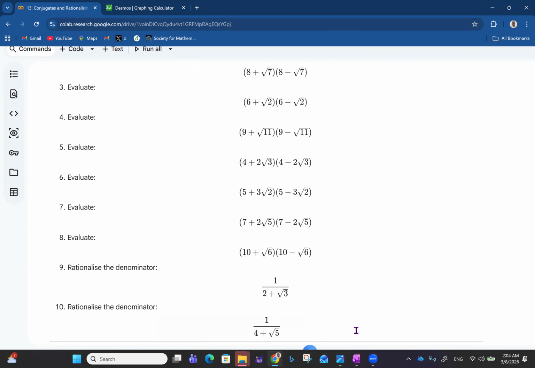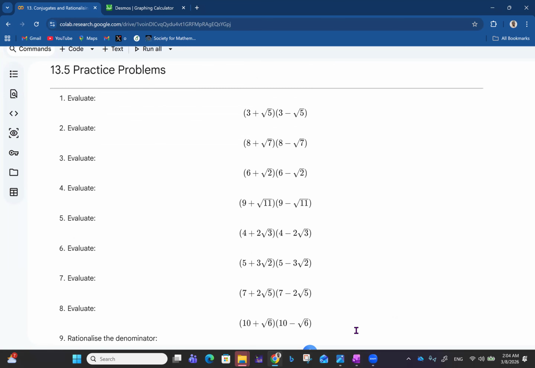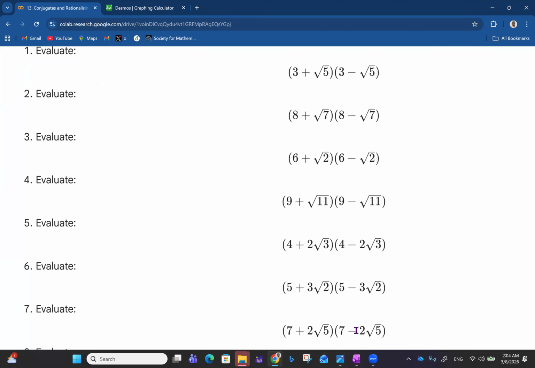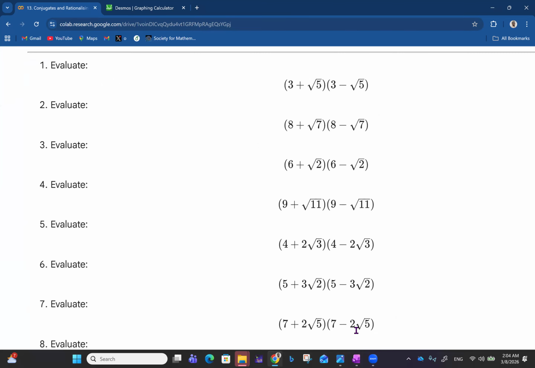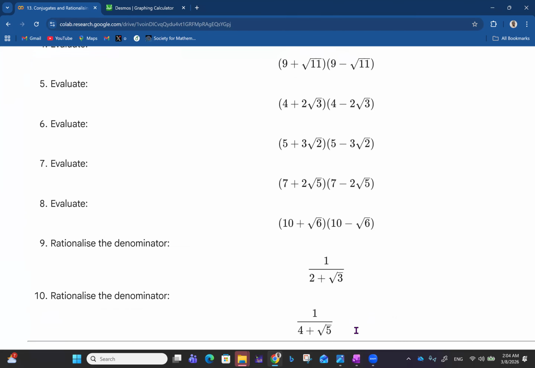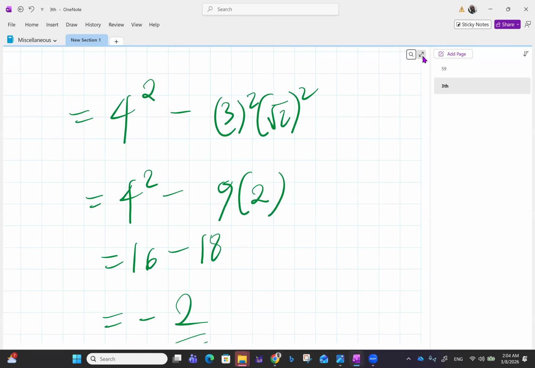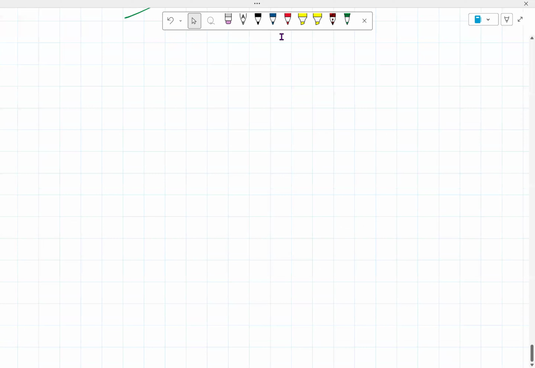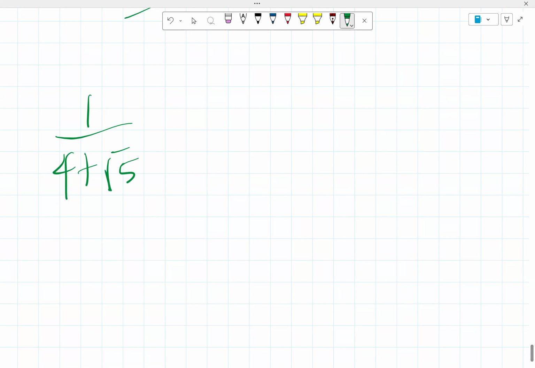I take question 10 from 1 to 10 here. Maybe I should see the questions. Everything here is easy, just the difference of 2 squares. Well, I'll do 10 now. 1 over 4 plus root 5. So for 1 over 4 plus root 5, the conjugate is 4 minus root 5, right?